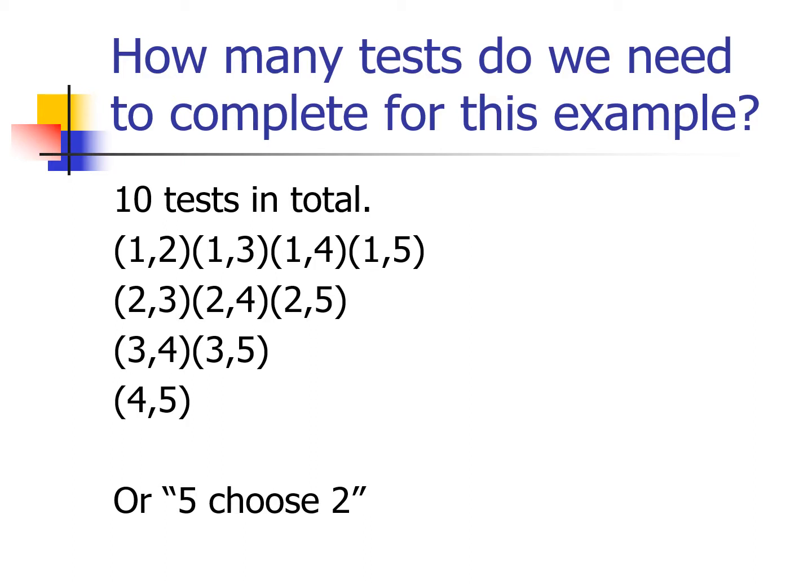Well, first off, let's think about how many pairwise comparisons there actually are. It turns out there's 10 of them. And in this case, it's not too hard to just enumerate them all. We could compare group 1 and 2, group 1 and 3, group 1 and 4, group 1 and 5, groups 2 and 3, 2 and 4, 2 and 5, 3 and 4, 3 and 5, and groups 4 and 5, right?